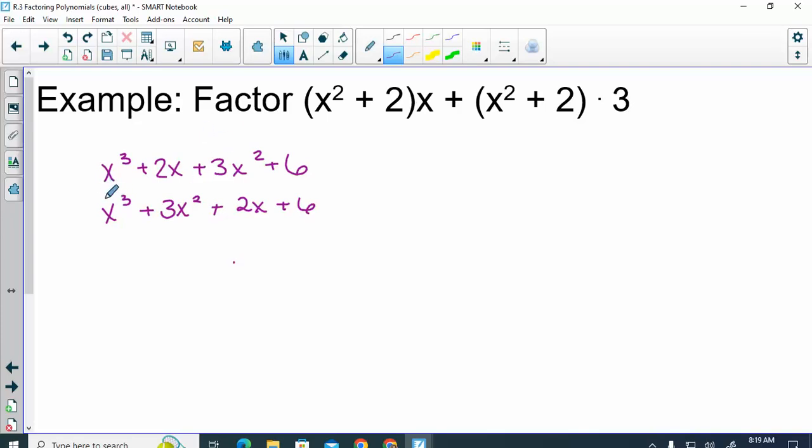So if I did that, I grouped the first 2 and the second 2. We could take an x squared out of this one, and we're left with x plus 3. Plus, take a 2 out of this one, we have x plus 3. All right, pretty similar to how our problem started. What could I do now?